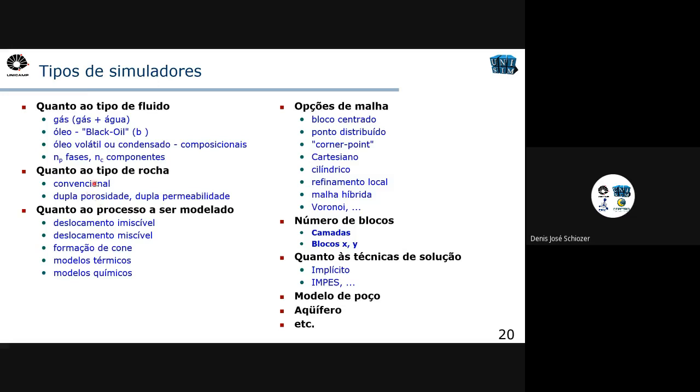Another important selection we are going to learn in the classes is by the type of rock we have. If it's a conventional simulation, we can use only a matrix, and the flow is a flow in porous media. But in some reservoirs, we have special fractures, we have vugs and karsts and so on. So we may have models that are more sophisticated. They have dual porosity or dual permeability and so on. So the second selection here that we have to learn is the type of rock we're going to simulate and the selection of conventional, dual porosity and permeability, okay?